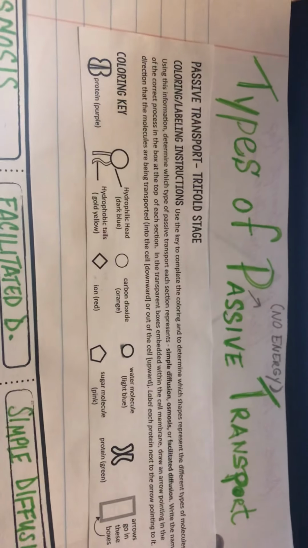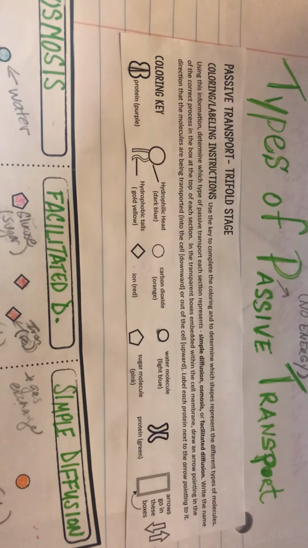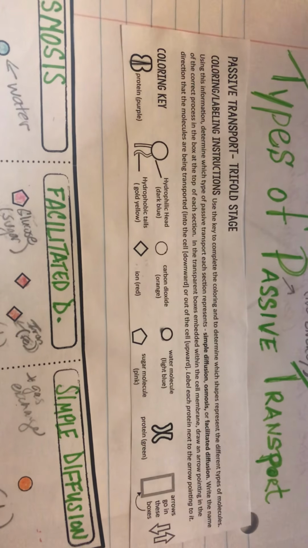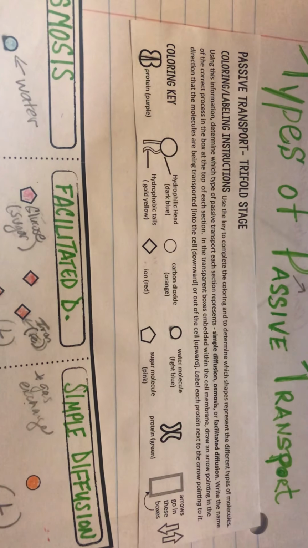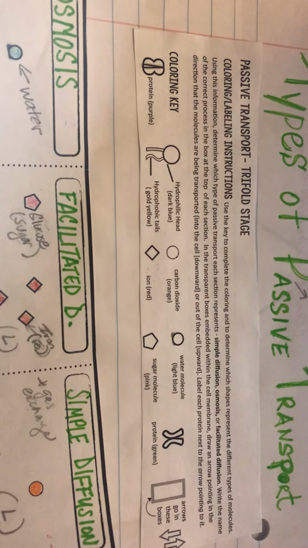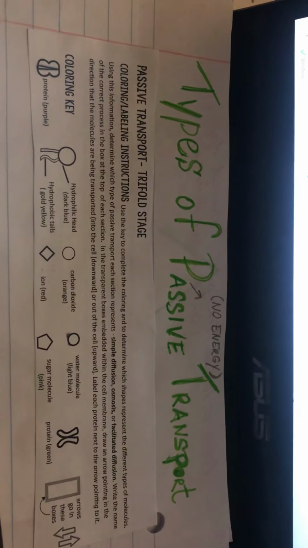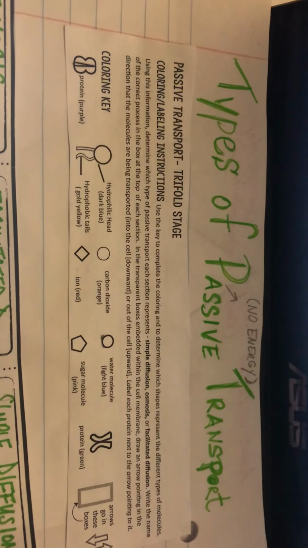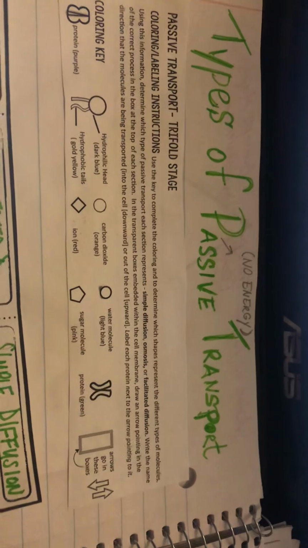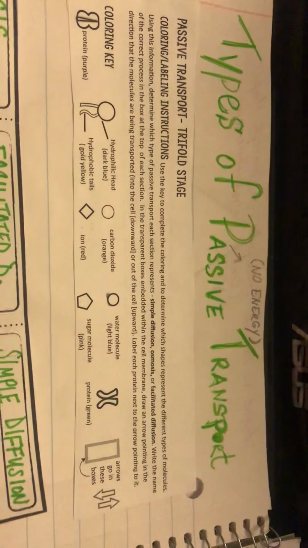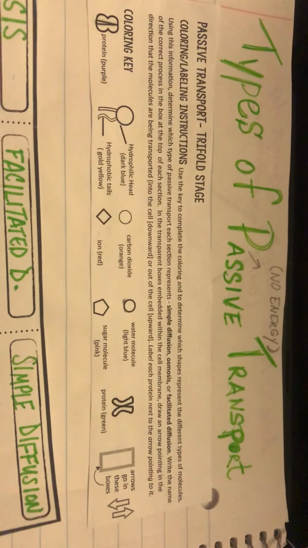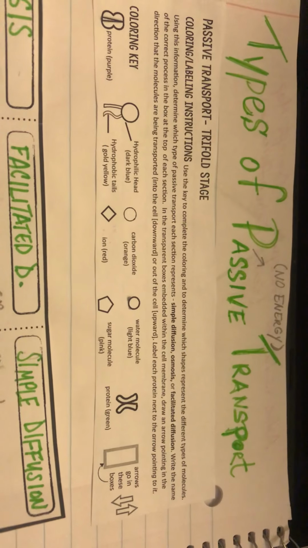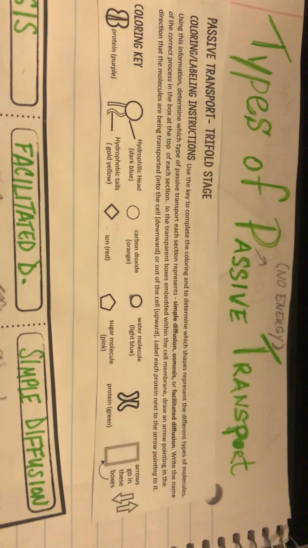As the directions indicate, you're going to use it as a legend and color code the following. It says, use the key to complete the coloring. You are going to label the three either simple diffusion, osmosis, or facilitated diffusion, and color code the hydrophilic heads, hydrophobic tails, carbon dioxide, ions, water molecules, sugar molecules, proteins, and you're going to indicate the arrow, which indicates if you're going from high to low and where the higher concentration is versus the lower concentration.